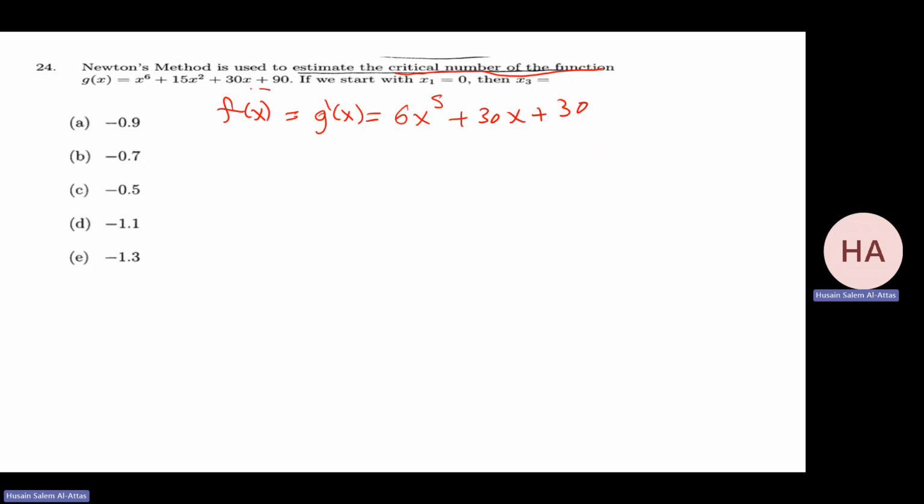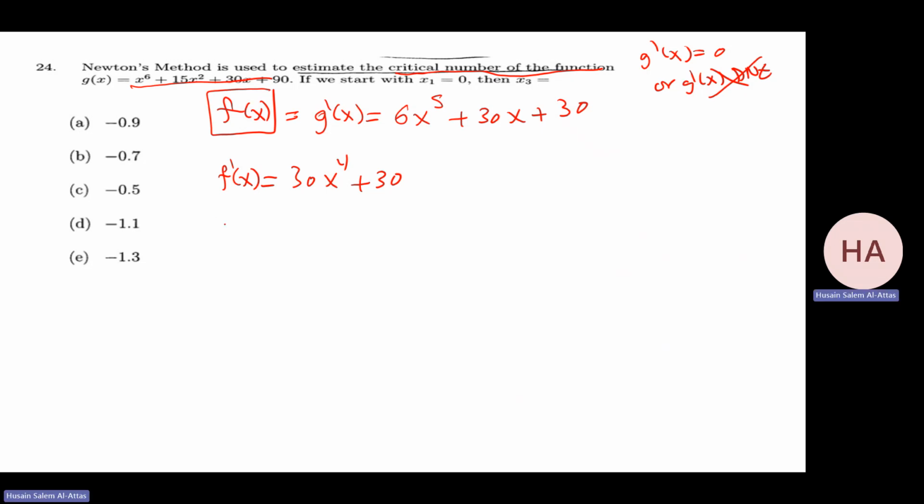So I'm working with this function of x. Since I want the critical number, I need g prime equals 0, or g prime does not exist. But I will not look at that because it's a polynomial, so it's impossible for the derivative not to exist. So I'll work with this f of x. What will be f prime? That will be 30x to the power 4 plus 30.